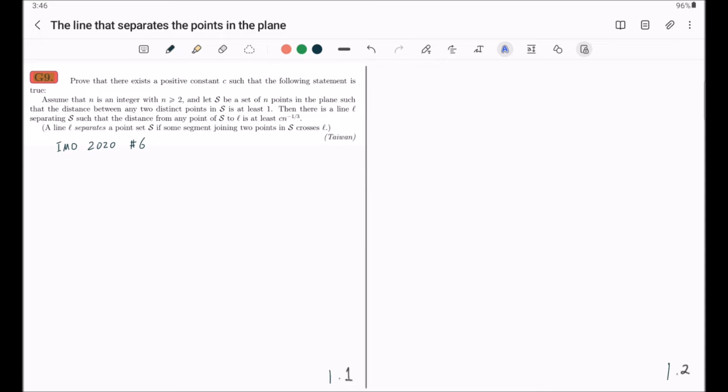In this video, we'll talk about problem number 6 in the IMO 2020. The problem states that assume that n is an integer with n greater or equal to 2, and let S be a set of n points in the plane such that the distance between any two distinct points in S is at least 1. Then there is a line L separating S such that the distance from any point of S to L is at least this constant C times n raised to power negative 1/3.